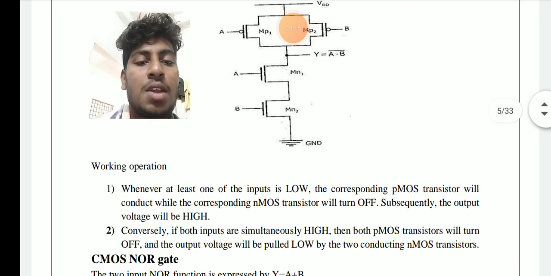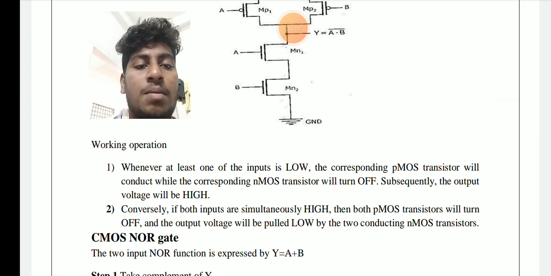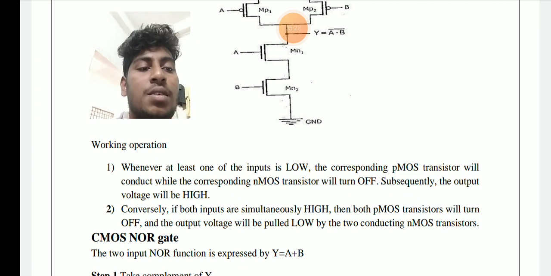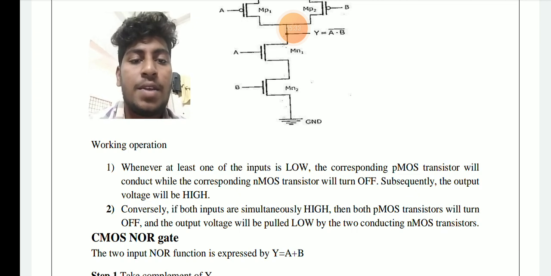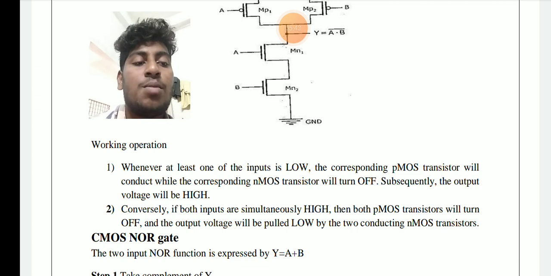Working operation: if at least one of the inputs is low, the corresponding PMOS transistor will be conducting while the corresponding NMOS transistor turns off, so the output voltage is high. Conversely, if both of the inputs are high, then both PMOS transistors will turn off and the output voltage will be pulled low through the two conducting NMOS transistors.